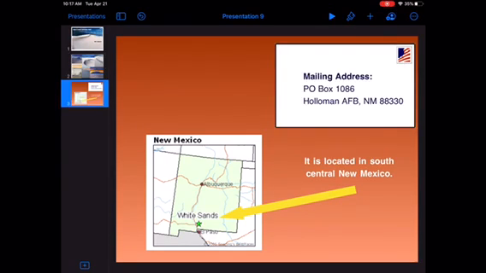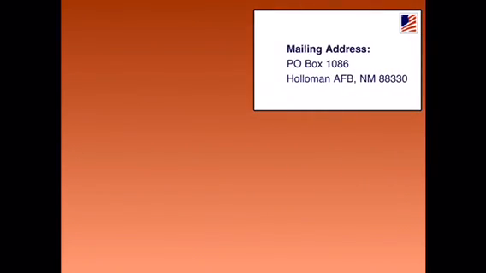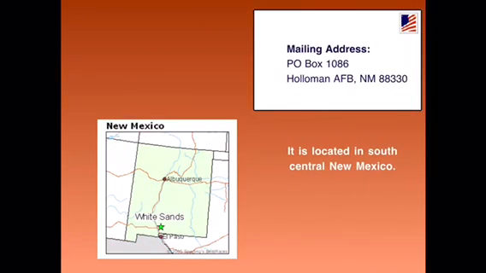You can create your own background, you can add some more pictures of your park, but the two things you need on this slide is your mailing address and the location of where it is in the state. Don't forget to add your animations and your transitions.